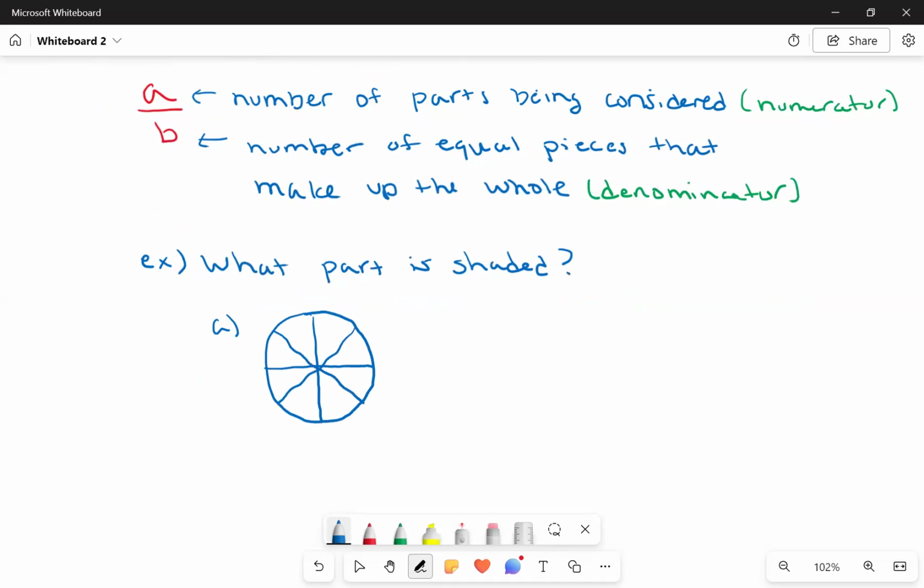Now, of course, I mentioned before, I have a really hard time drawing diagonals on this Surface Pro without it being squiggly. So I'm sorry for the squiggles.